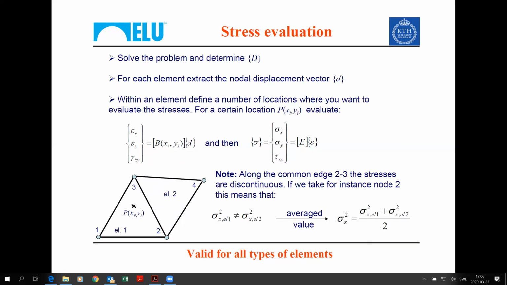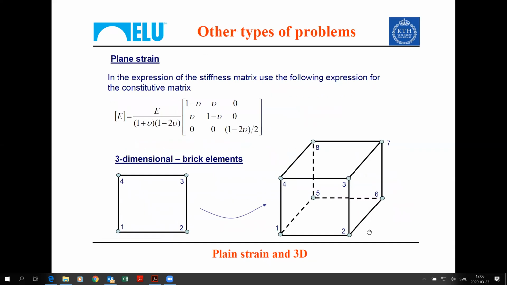Now, we've been looking at plane stress situation. How about plane strain situation? Well, the only thing that changes in a plane strain situation is the expression of the elasticity matrix. So once you have the B, instead of using the plane stress E matrix, you use the one corresponding to plane strain, which is this one. Everything else stays just the same. It's just the expression of the E matrix that changes.